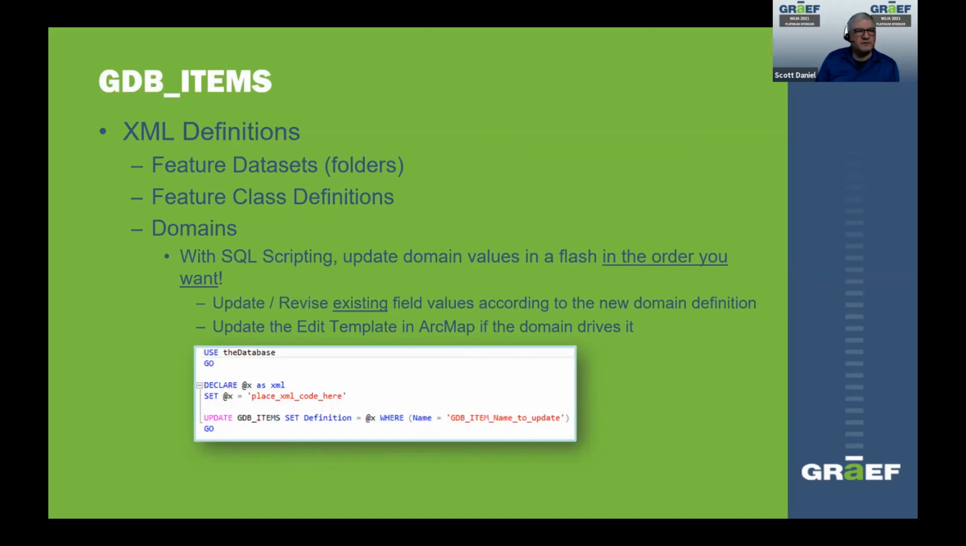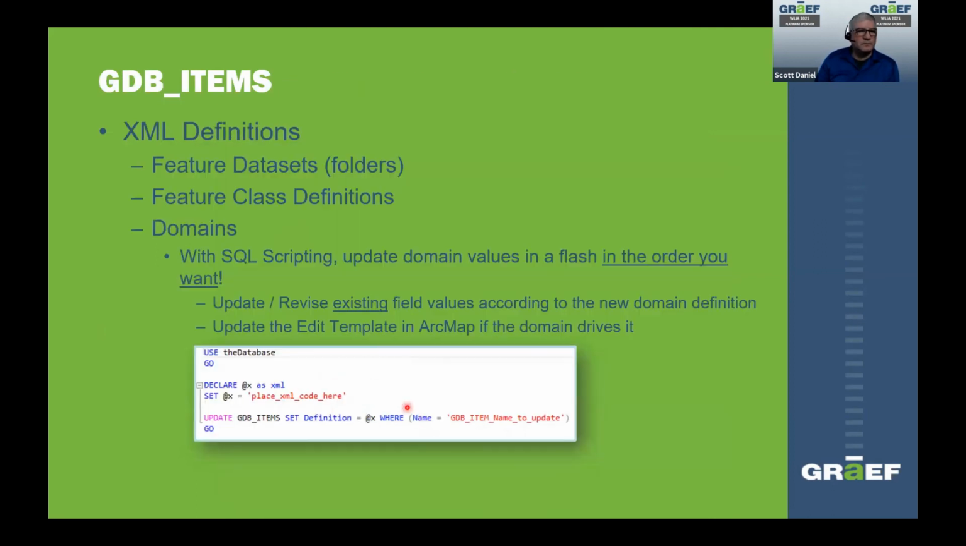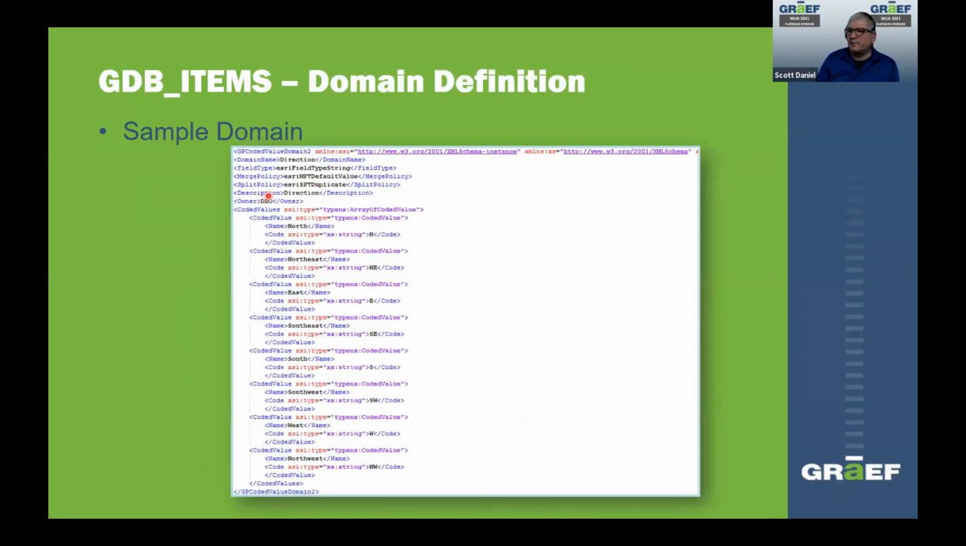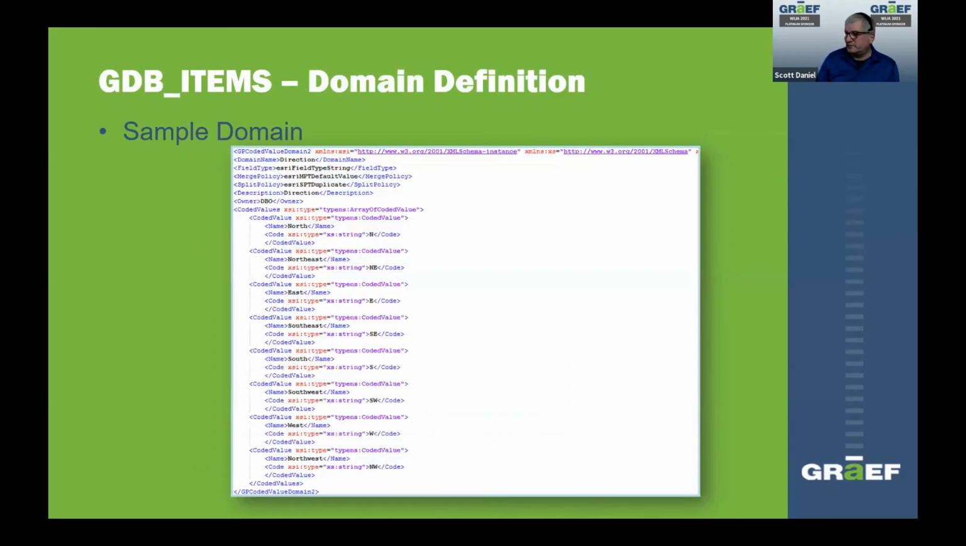So here's an example of what a coded values XML domain looks like, and this one's simply North is the name, N is the code, and so on. The name of this domain is direction. If I paste this code into this portion of this script, and by name put in direction here, and I run this script on the database that it's in, I can update my domain in a matter of seconds.